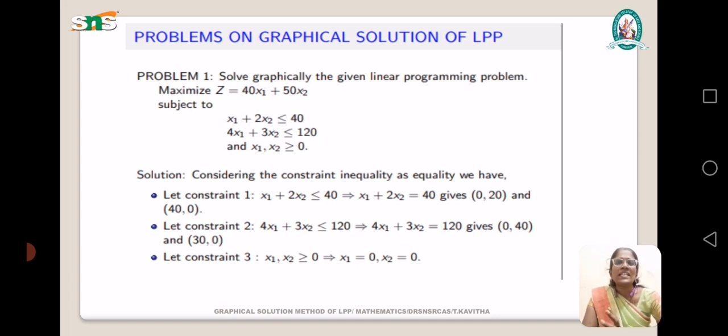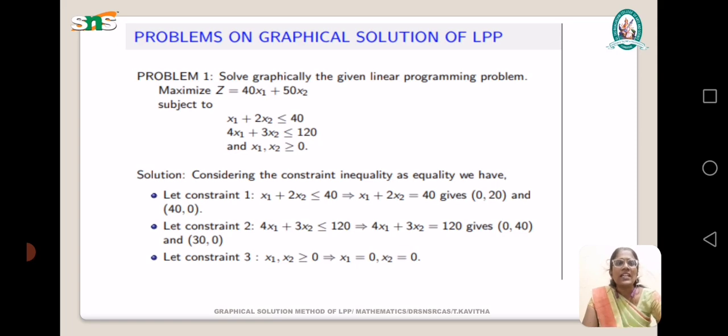The first line is x1 plus 2x2 is equal to 40. If we substitute x1 is equal to 0, then we get x2 is equal to 20. Therefore, the point is (0, 20). And if we substitute x2 as 0, then x1 is equal to 40. Therefore, the point is (40, 0). Therefore, the first constraint points are (0, 20) and (40, 0).